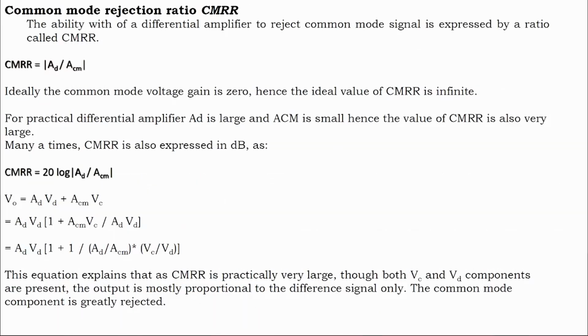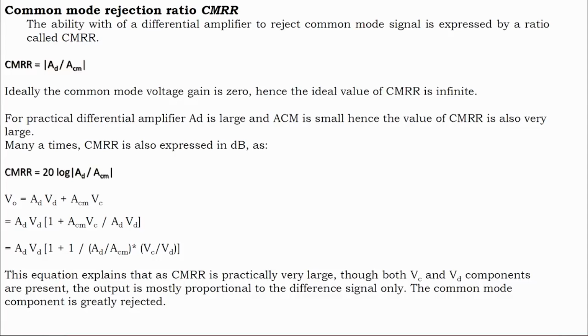So, then we have seen common mode rejection ratio. What exactly does common mode rejection ratio mean? Common mode rejection ratio is the ratio of differential gain to common mode gain. Ideally, the common mode voltage gain is 0, because we do not want common mode gain, we want only differential gain. In the ideal situation, if common mode gain is 0, then what will be CMRR? CMRR would be AD by 0, which is equal to infinite.